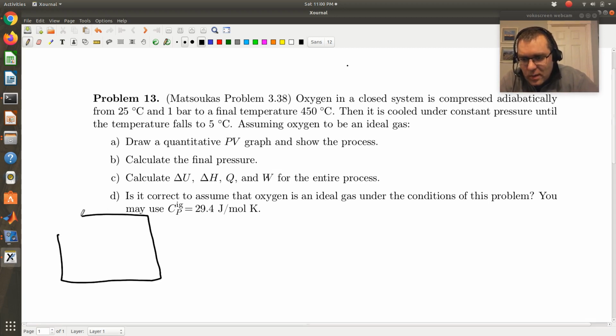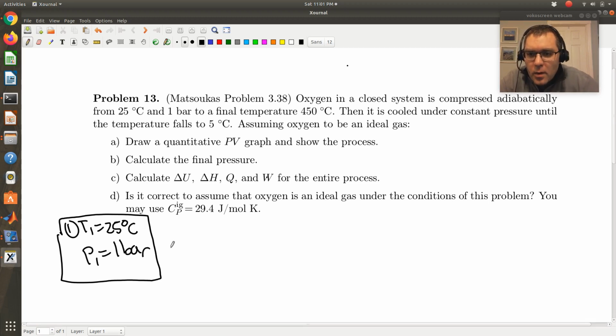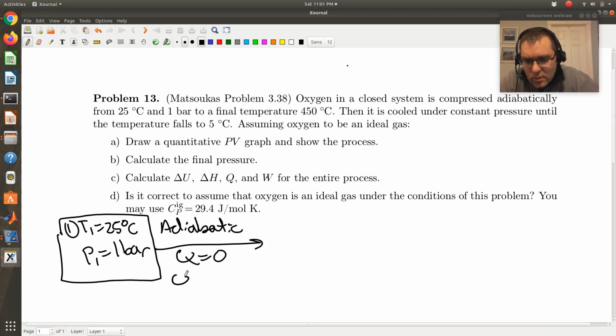So we're going to start with some initial state 1. And in state 1, my temperature is 25 degrees C, and my pressure is 1 bar, and it is going to be adiabatically compressed. So we have adiabatic, which tells us that Q is equal to 0, compression. So this is going to be a case where Q is equal to 0, but it's being compressed, so presumably my volume's decreasing, so we can't use one of our tricks of, say, assuming that volume is constant.